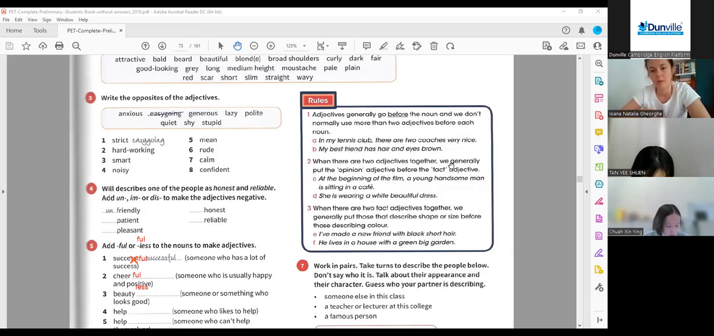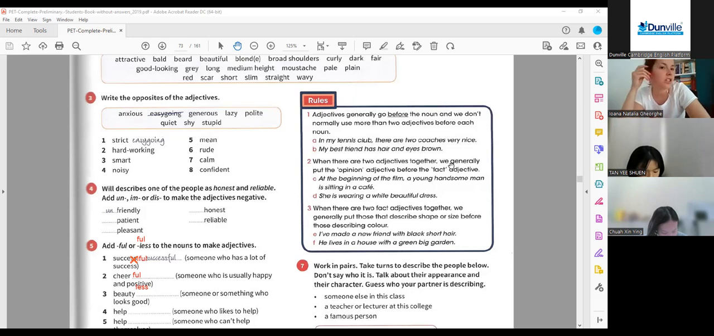When there are 2 adjectives together, we generally put the opinion adjective before the fact adjective. At the beginning of the film, a young handsome man is sitting in a cafe. She is wearing a white beautiful dress. So when there are 2 adjectives, so young, handsome, we put the opinion before the fact. So the opinion would be a handsome young man. Yeah. At the beginning of the film, a handsome young man is sitting in a cafe.